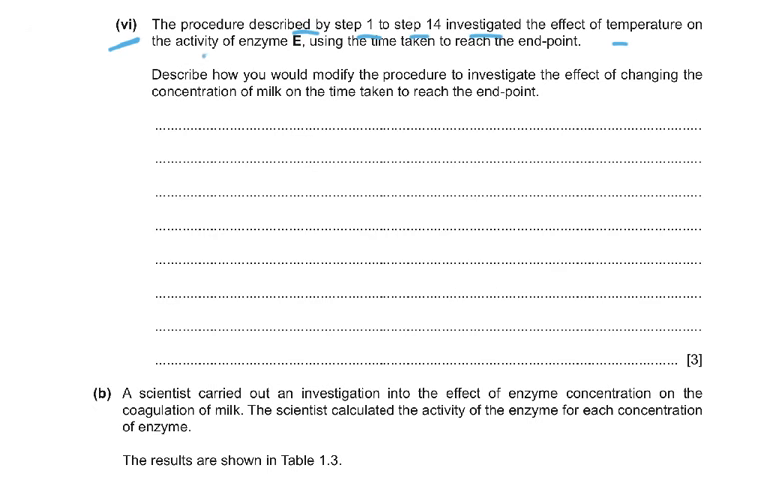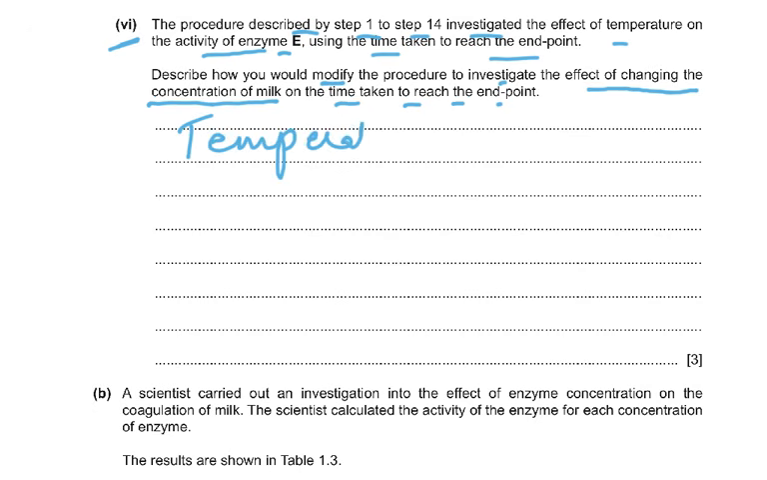Now coming to part 6, the procedure described by step 1 to step 14 investigated the effect of temperature on the activity of enzyme E using the time taken to reach the endpoint. Describe how you would modify the procedure to investigate the effect of changing the concentration of milk on the time taken to reach the endpoint. So the first is from the question you pick up stuff. Now you would, of course, keep the temperature constant. Now you will not change the temperature. In the previous one we changed the temperature. Temperature is kept constant. Whatever temperature you might choose, 30 degrees Celsius or 40 degrees Celsius.